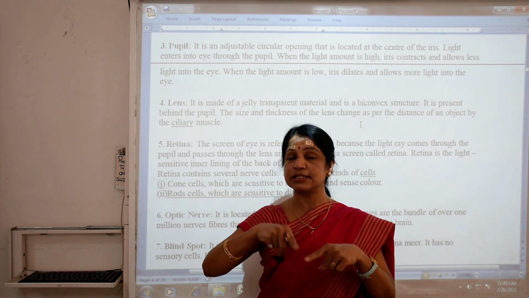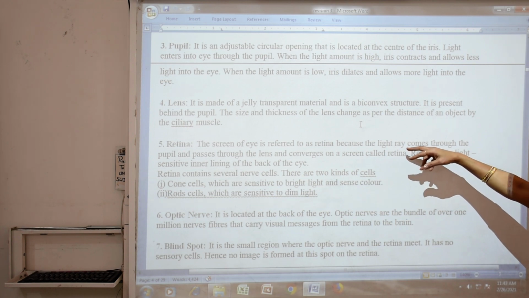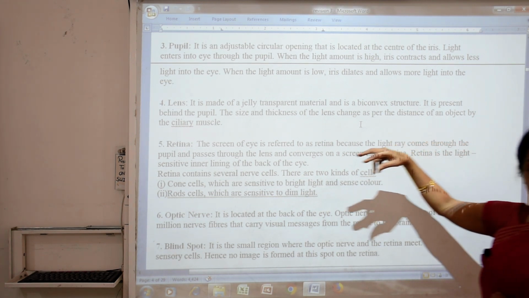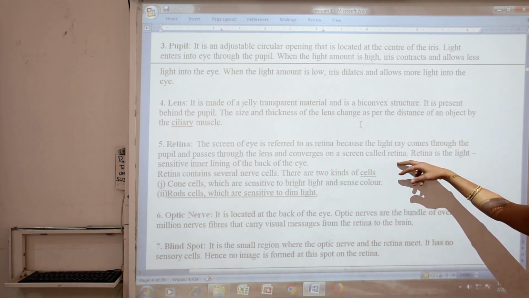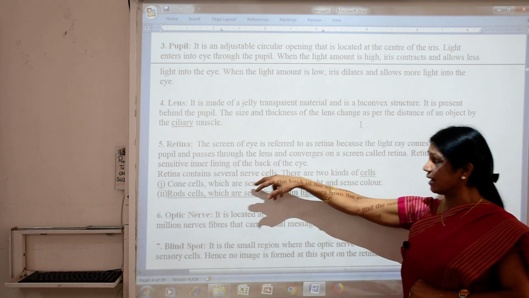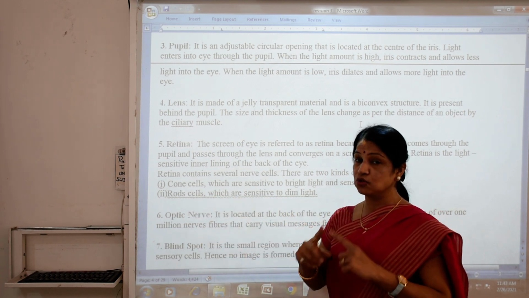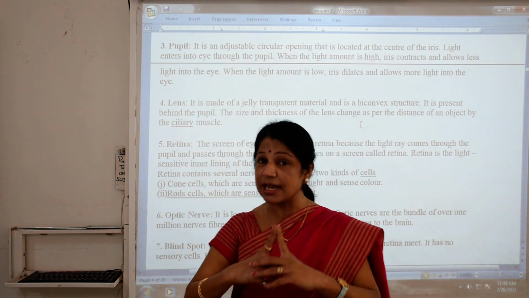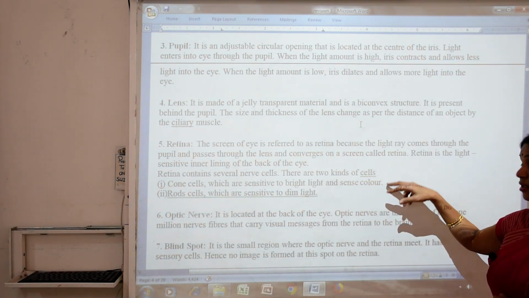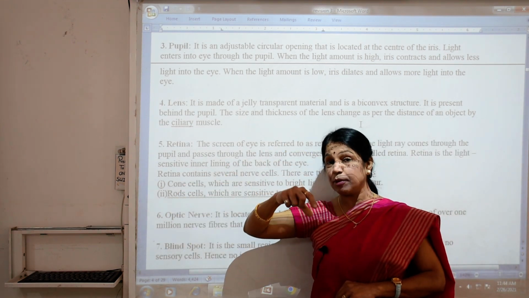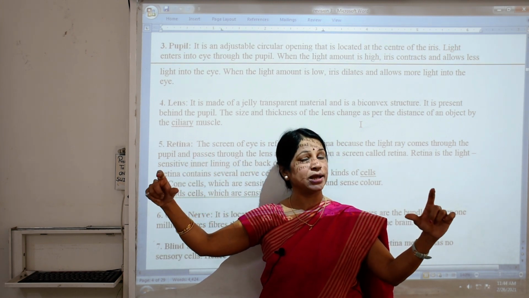This is the screen of our eyes, because the light rays come through the pupil, pass through the lens and converge on the screen called the retina. Retina contains several nerve cells. There are two kinds of cells: first the cone cell, then the rod cell. Students, they are very precious cells. Why precious? Cones are sensitive to bright light and sense color. By the cones we are able to identify colors such as white, green, red, yellow, pink.